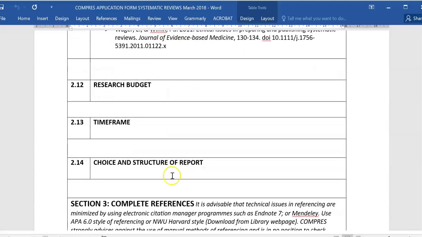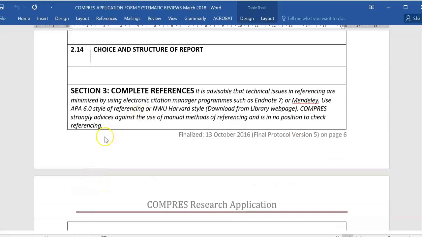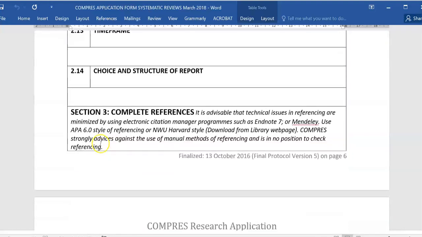Similar to a normal research project, you will have a research budget and a time frame for when you want to complete the study, and also what kind of structure or report you are going to follow. Then lastly, your references. Okay, and that is what your proposal looks like.